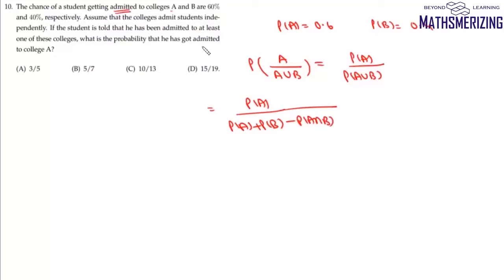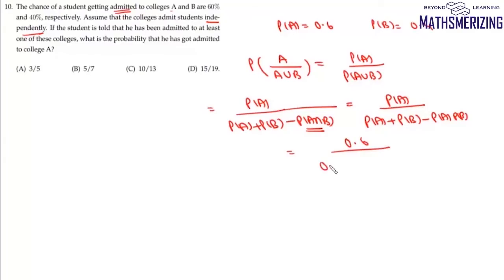Now getting admitted in any college, it is an independent event. So it says the colleges admit students independently. So we know that P(A intersection B) will be P(A) into P(B). So we'll write this as probability of A upon probability of A plus probability of B minus probability of A into probability of B. Now what's probability of A? It is 0.6, and here it will be 0.6 plus 0.4 minus 0.6 into 0.4, which is 0.24. So it will be 0.6 over 1 minus 0.24, so 0.76. So it is nothing but 15 by 19, and that's your option number D.